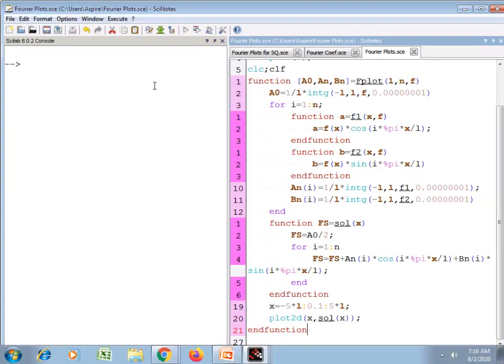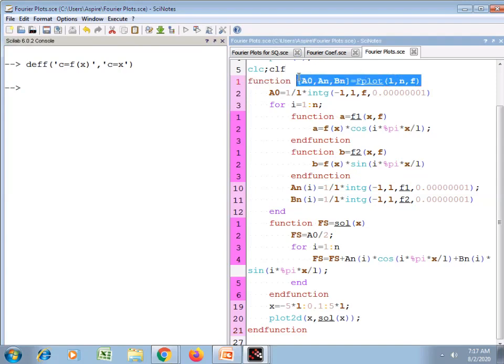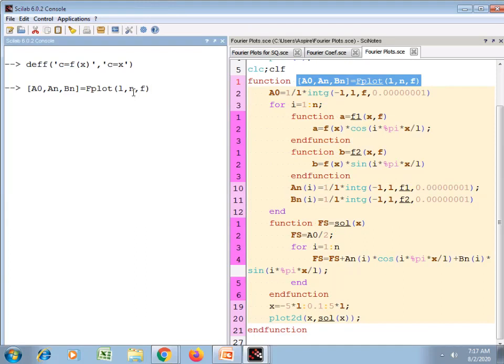Save and execute. First I will have to define the function. Put c is equal to f of x, where c is equal to x. So this is the function. Then for plotting the Fourier series, we have defined the function fplot, for which the arguments are L, N and F. So L I will take 5, N 5, and the function f of x.